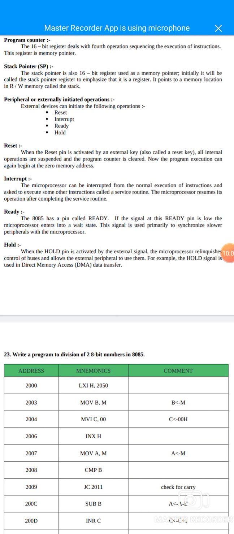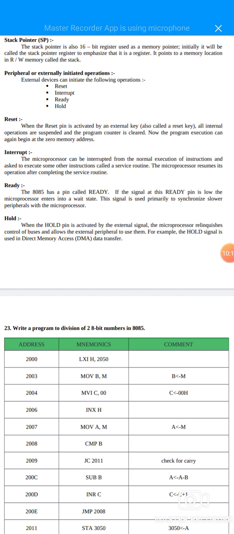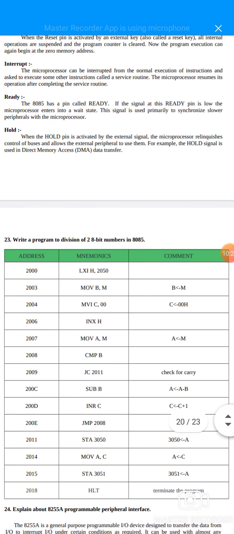If the signal at this READY pin is low, the microprocessor enters into a wait state. This signal is used primarily to synchronize slower peripherals with the microprocessor. HOLD: when the HOLD pin is activated by an external signal, the microprocessor relinquishes control of the buses and allows the external peripheral to use them. For example, the HOLD signal is used for direct memory access (DMA) data transfer.